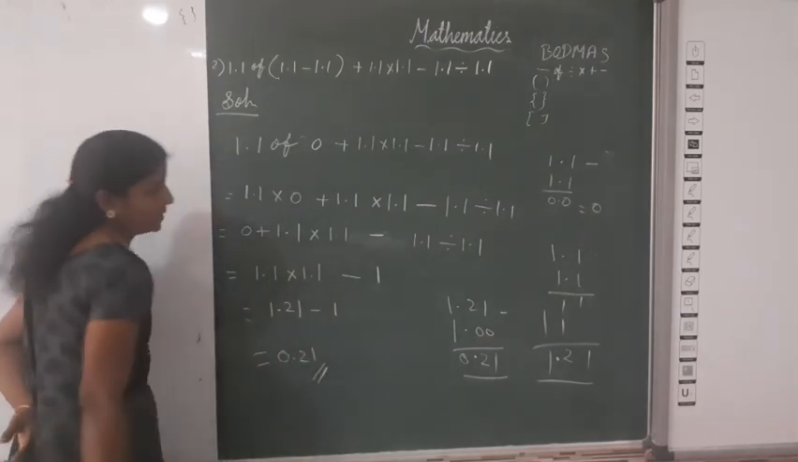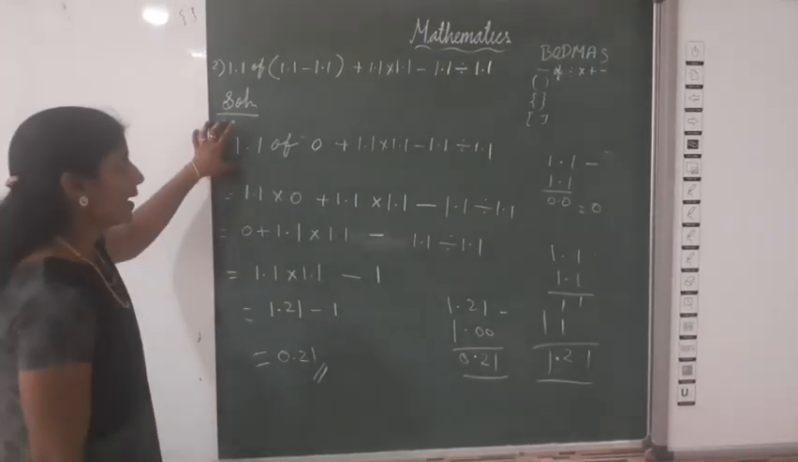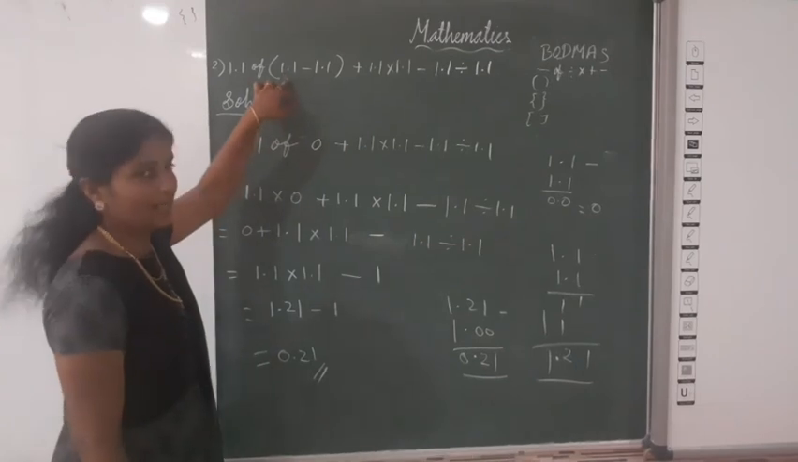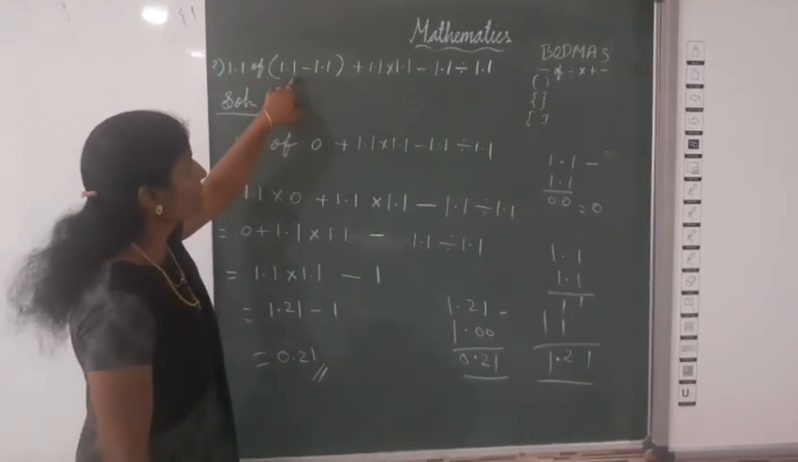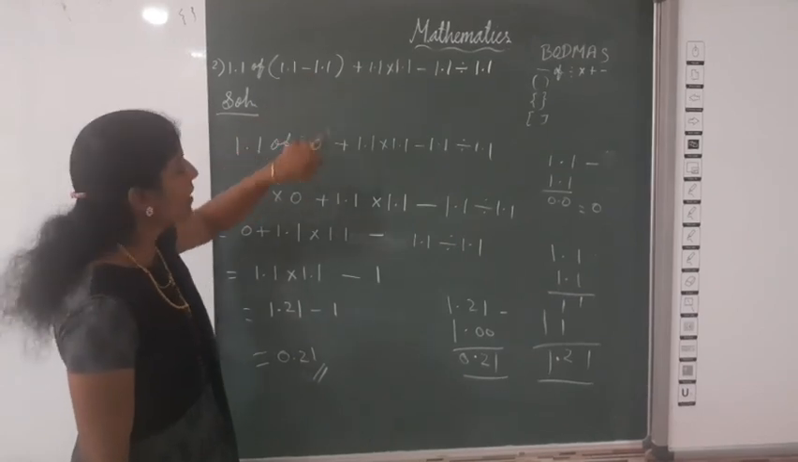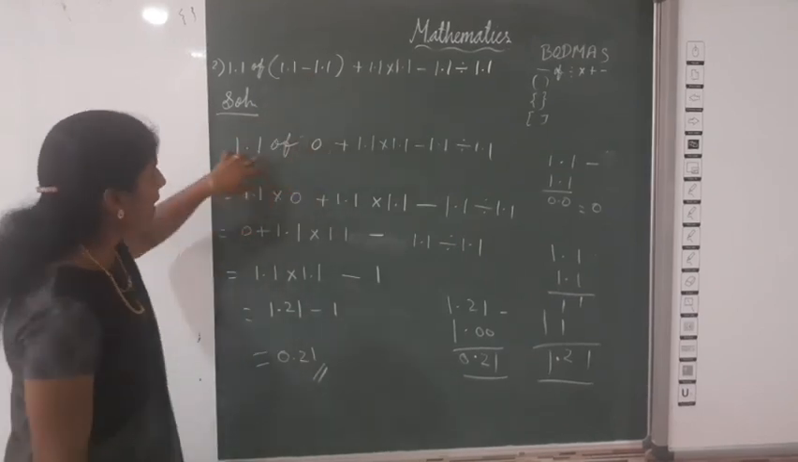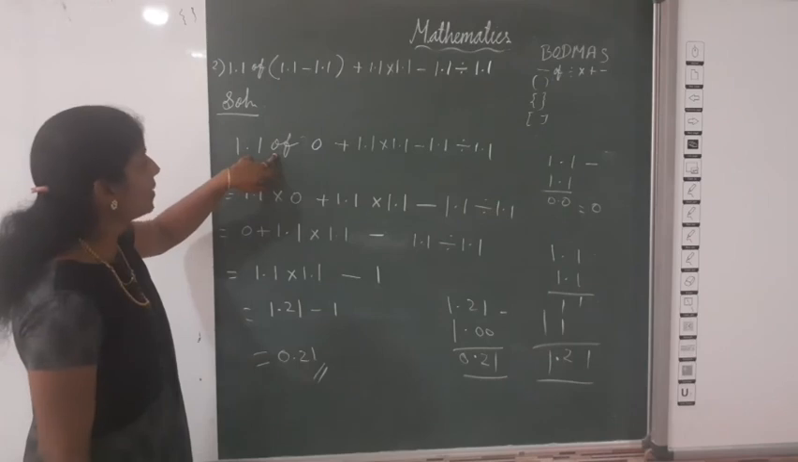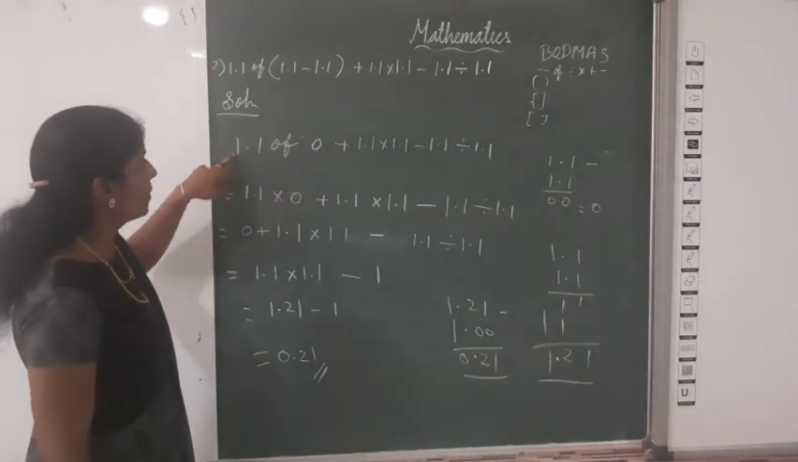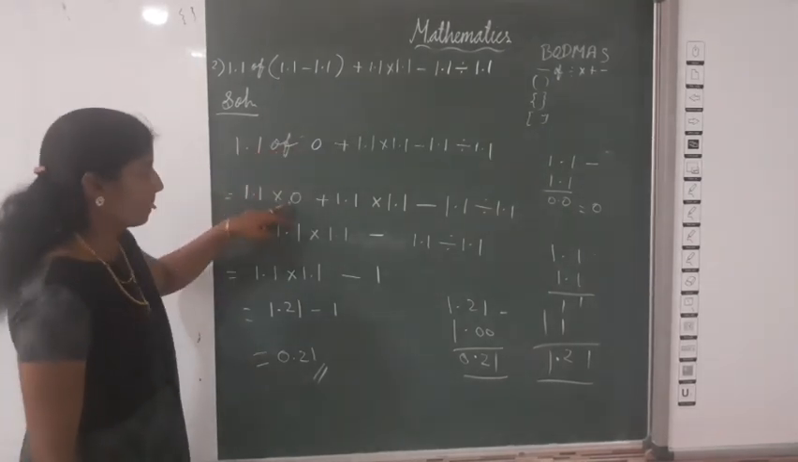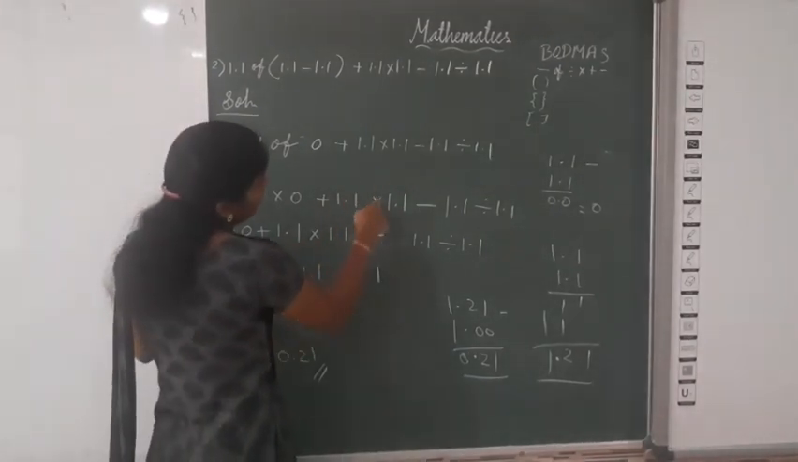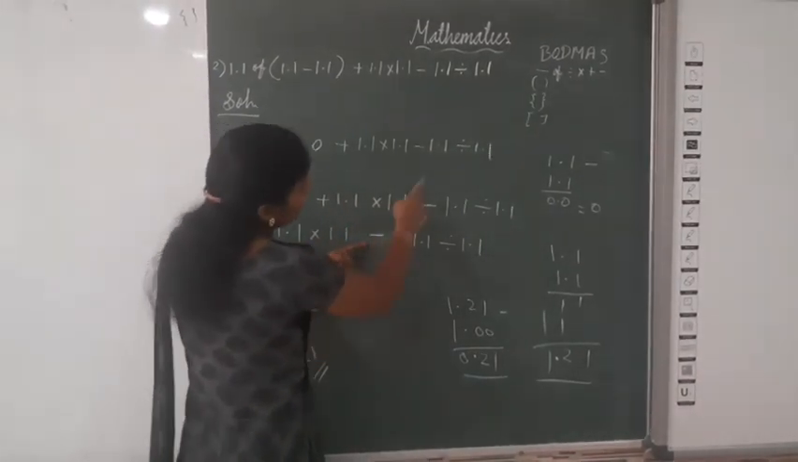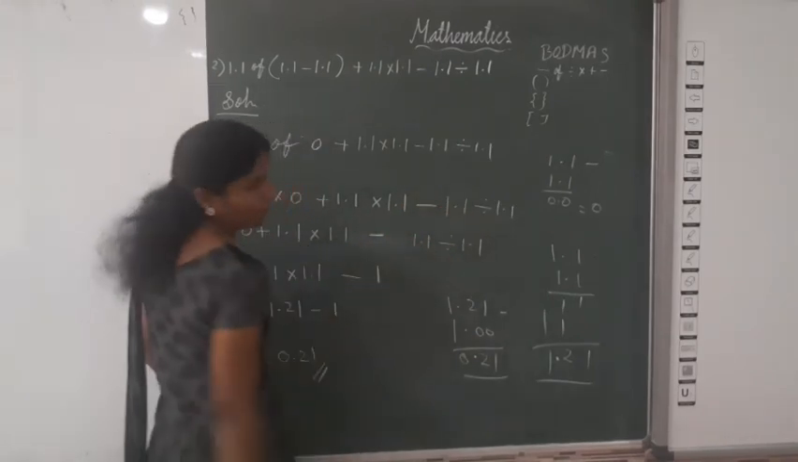0.21 is the answer. Once again, listen. Here we have "of" and brackets. First preference for the bracket. So 1 minus 1 minus 1 minus 1.1 minus 1.1 is equal to 0. Now we can do "of" here. "Of" means multiplication. 1.1 into 0 is equal to 0. So 0 plus 1.1 into 1.1 minus 1.1 divided by 1.1.